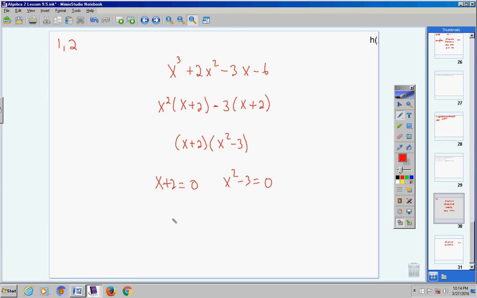Bring your 2 over and make it negative. x equals negative 2. Bring your 3 over and make it a positive 3. And now take the square root of both sides. The square root of x squared is x, and the square root of 3 is positive negative square root of 3.